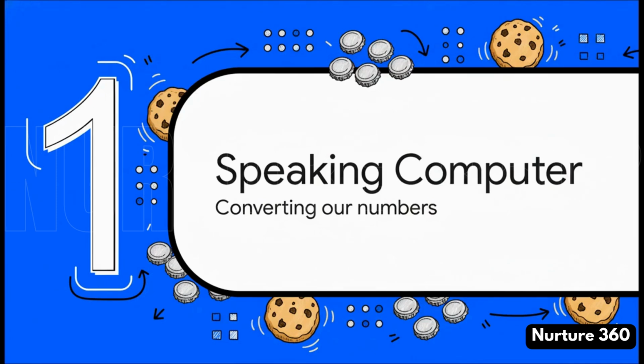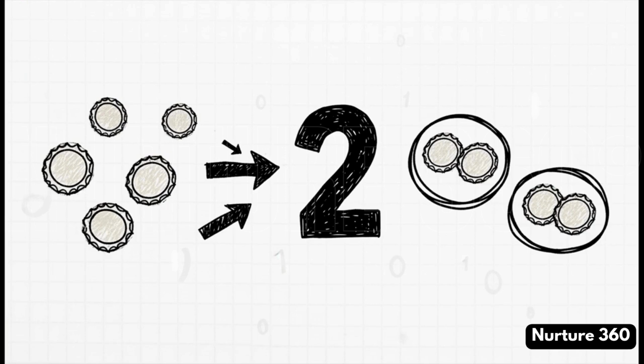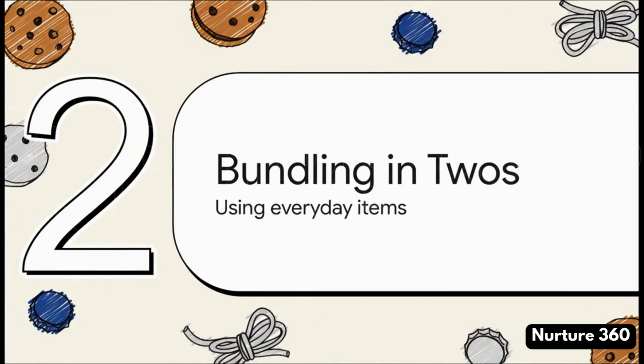How do we start speaking computer? Well, our main goal is to figure out how to take our everyday numbers and turn them into those binary numbers, the only numbers a computer actually understands. And the secret to this whole translation thing is actually incredibly simple. The entire trick, the whole key to everything, is just this: bundling things in groups of 2. Seriously, that's it. So let's give it a shot with what we're going to call the bundling in twos method.